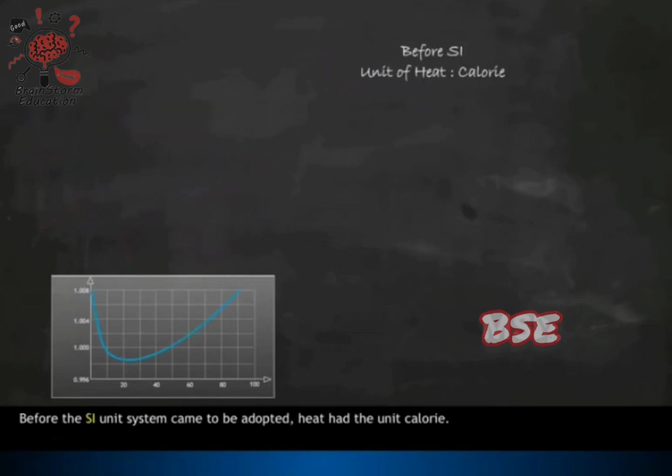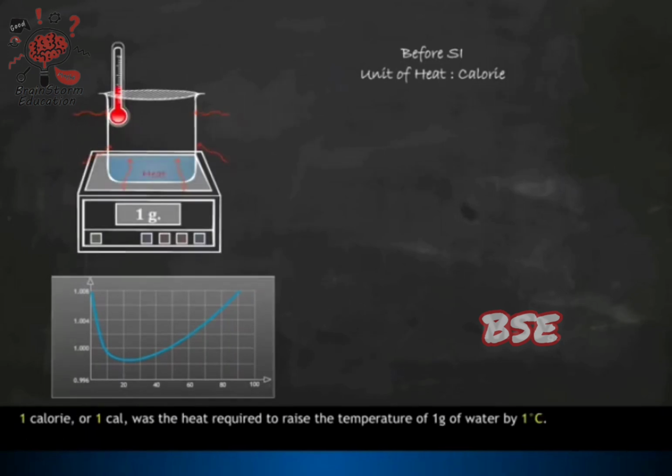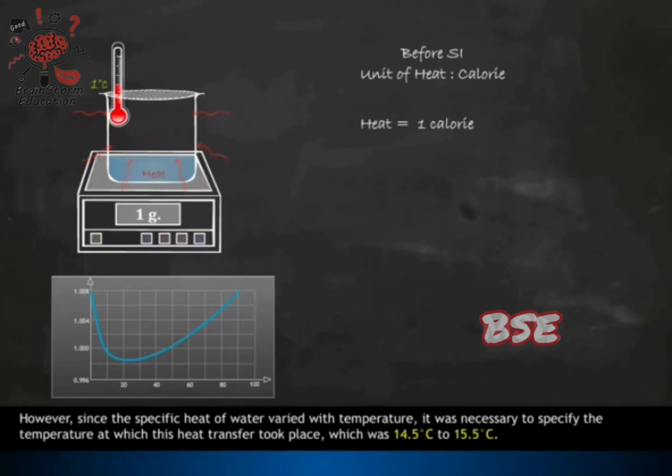Before the SI unit system came to be adopted, heat had the unit calorie. 1 calorie or 1 cal was the heat required to raise the temperature of 1 gram of water by 1 degree Celsius. However, since the specific heat of water varied with temperature, it was necessary to specify the temperature at which this heat transfer took place, which was 14.5 degrees C to 15.5 degrees C.